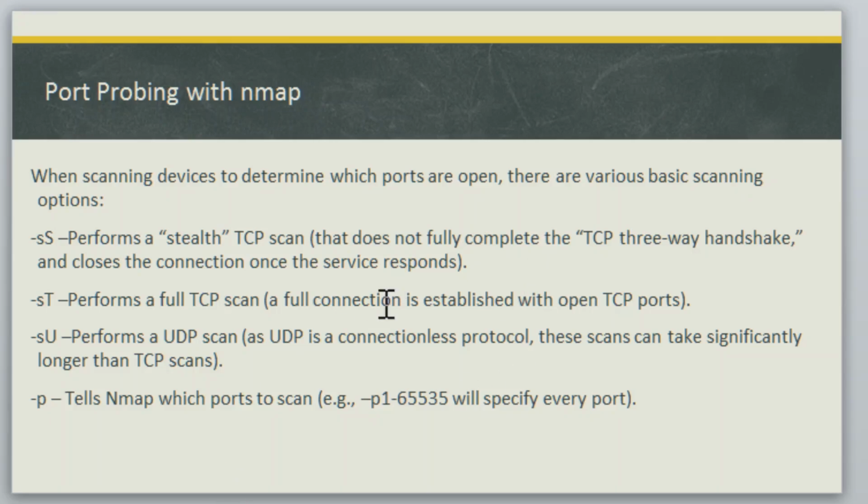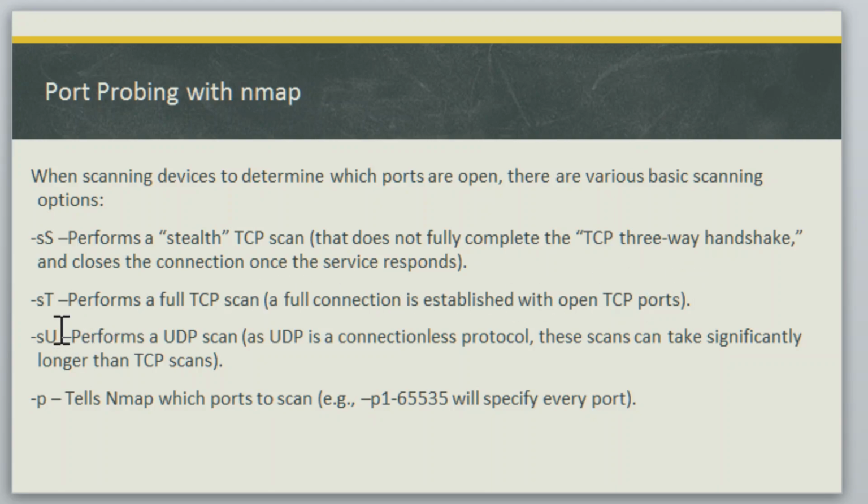So guys, when we're using Nmap and scanning for devices to determine which ports are open, there are various basic scanning options. We can do -sS, which performs a stealth TCP scan. That does not fully complete the TCP three-way handshake, and it closes the connection once the service responds. We can do -sT, which performs a full TCP scan. A full connection is established this way with open TCP ports.